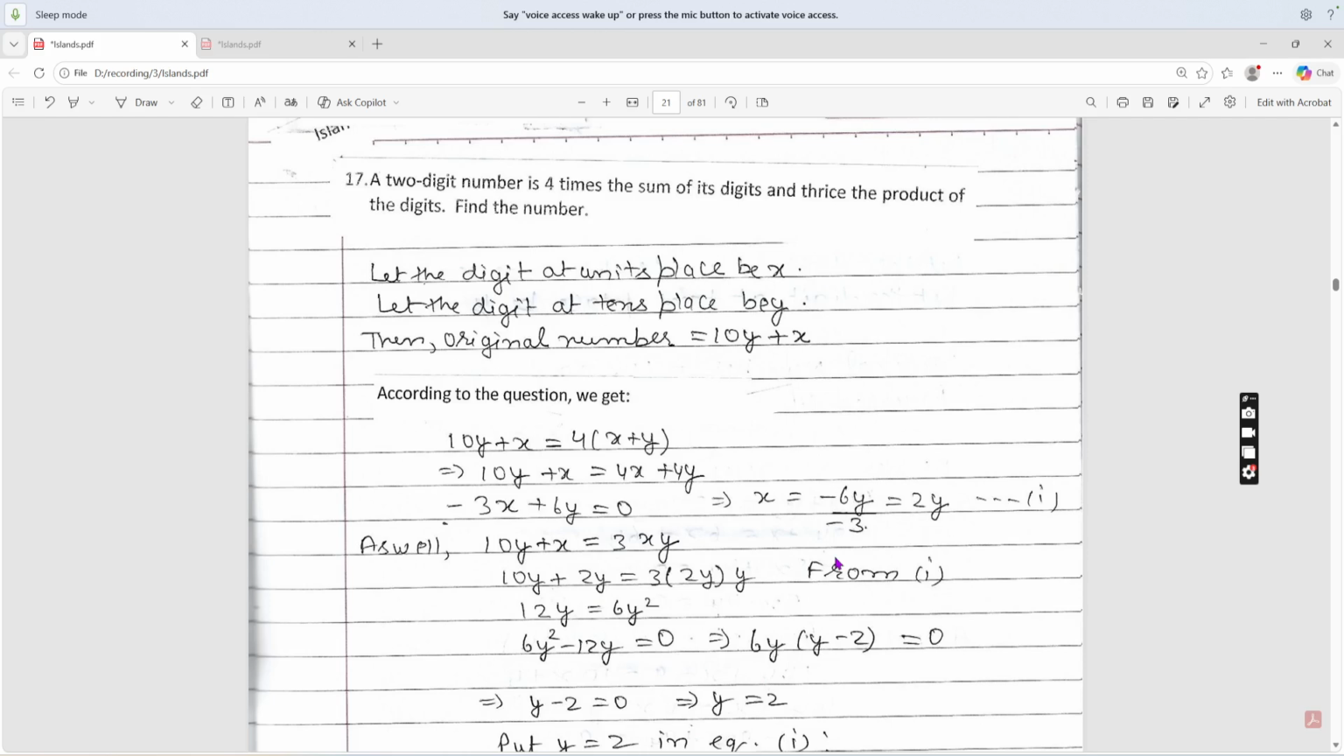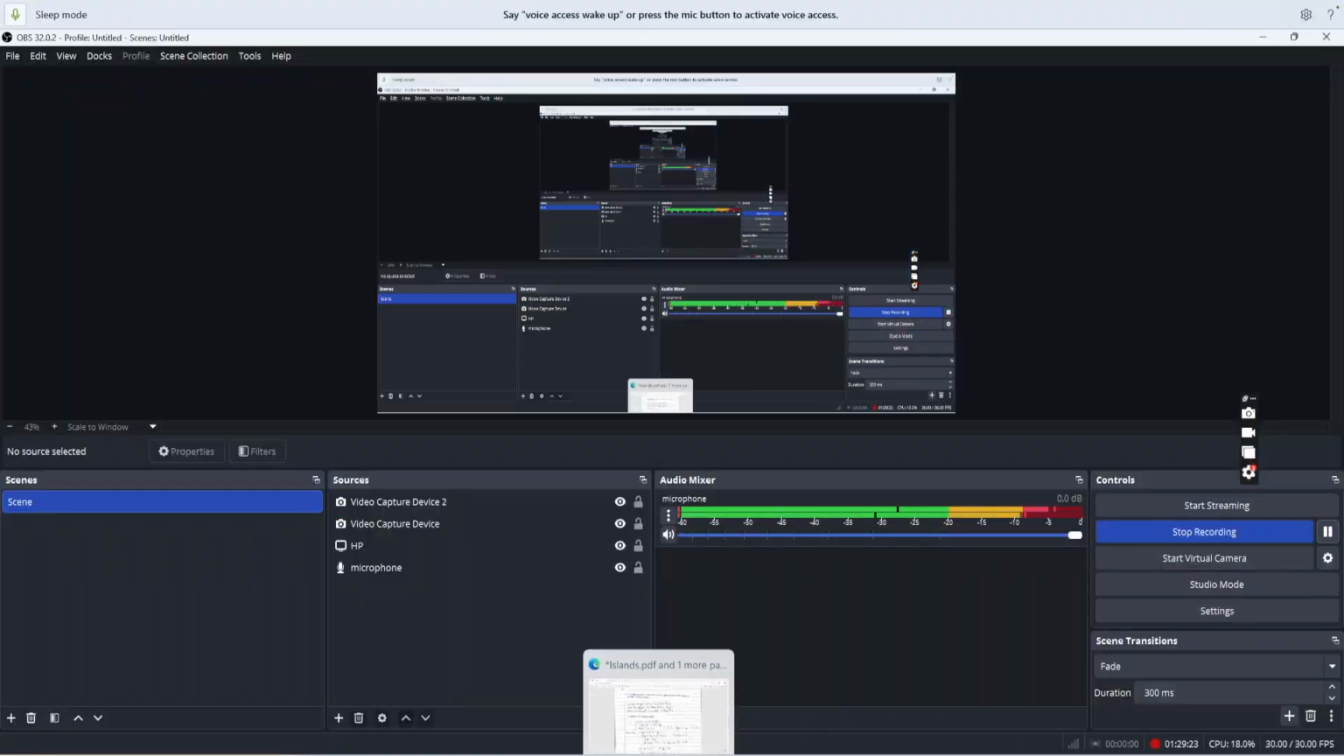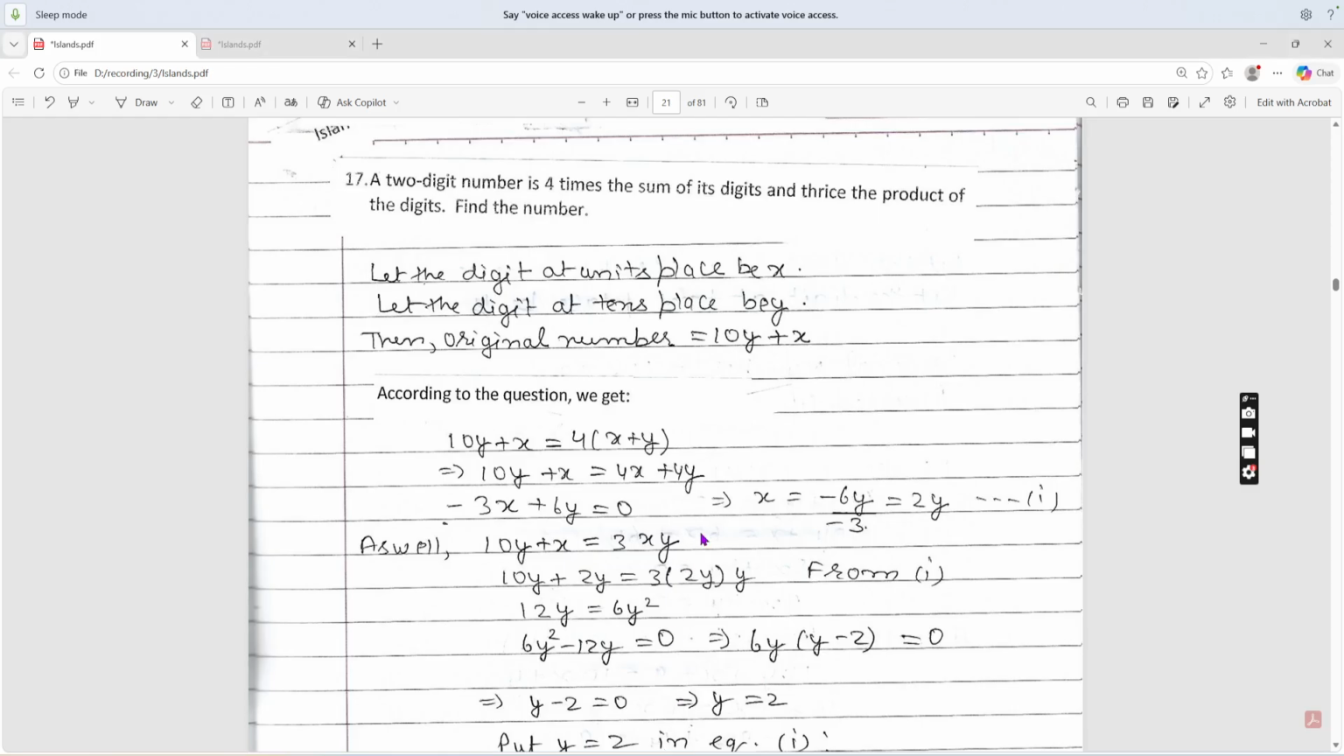Okay, next we can do here. Now here it is clearly mentioned that the original number is 4 times the sum of its digits. Now what is the sum of its digits? That is x plus y. And 4 times means we have to multiply x plus y by 4 in order to get the original number. And original number is 10y plus x. Now just open the bracket. 10y plus x is equal to 4x plus 4y.